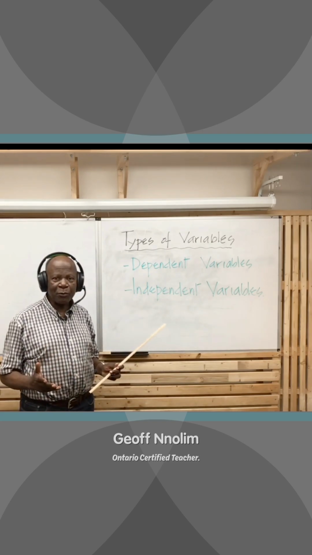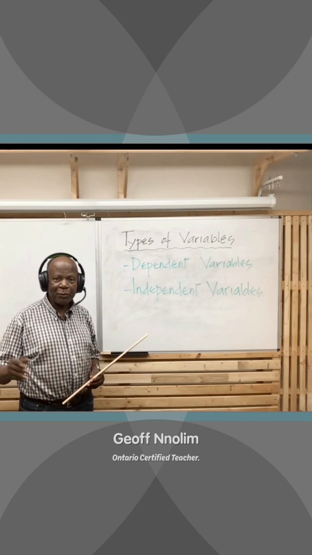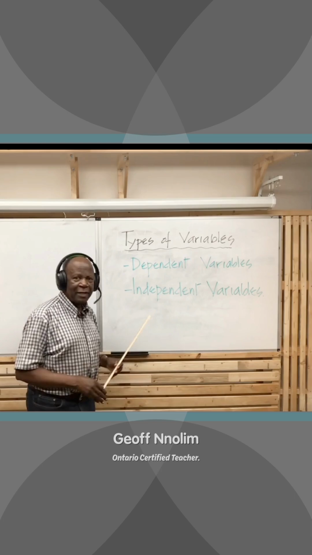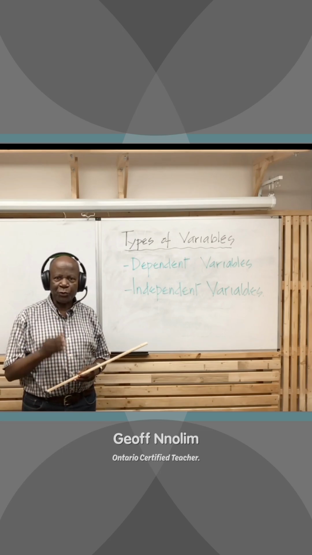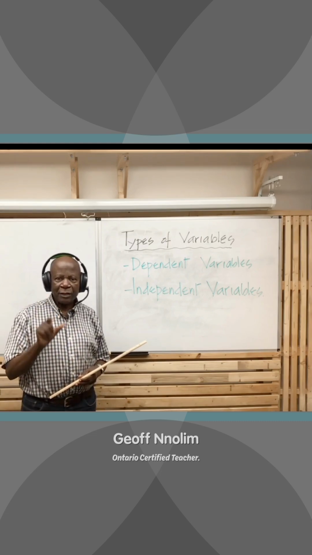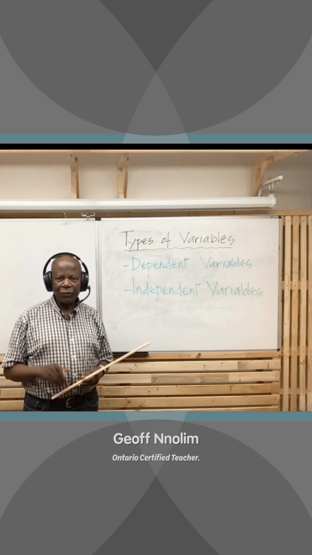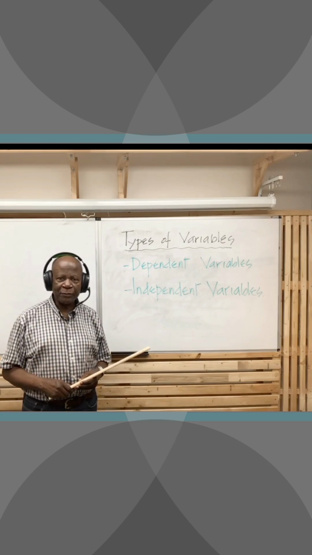A dependent variable is a variable that depends on other factors, other variables, to be what it is, to have its value. But an independent variable doesn't depend on anything. Rather, it can be manipulated. In other words, you can assign a value to it, you can change it, but its value does not depend on anything. We shall see it in the text video.